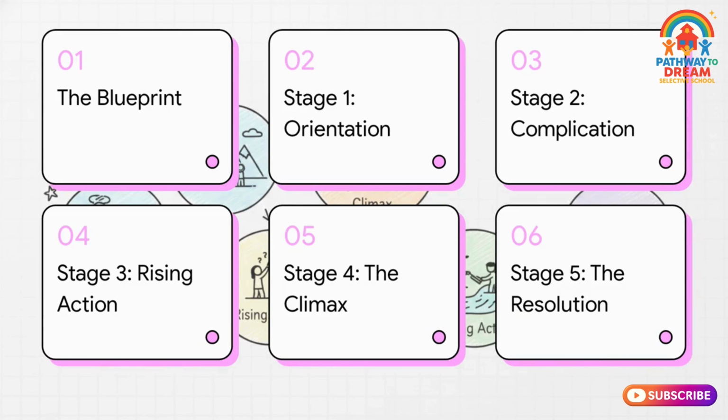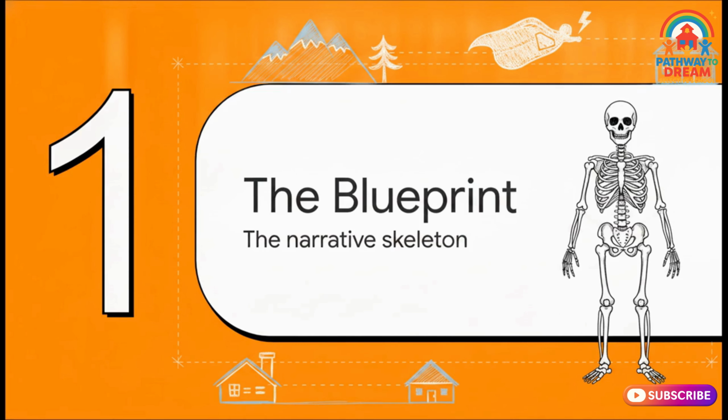So here's our roadmap for This Explainer. First, we'll look at the blueprint of storytelling, and then walk step by step through Stage 1, the orientation, Stage 2, the complication, Stage 3, rising action, Stage 4, the climax, and finally Stage 5, the resolution. Let's kick things off with Section 1, the blueprint of storytelling, demystifying the narrative skeleton.